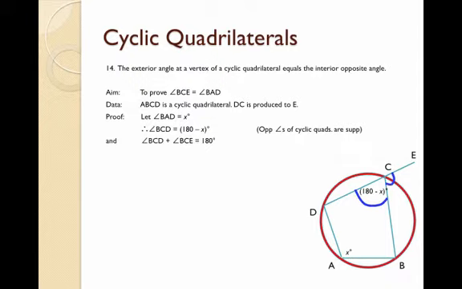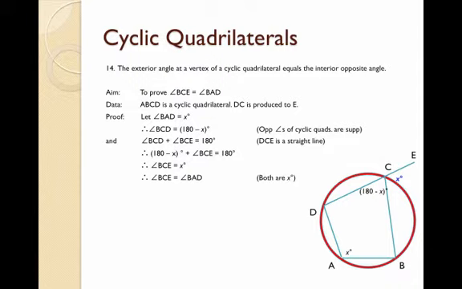We also know that angle BCD and angle BCE will equal 180 degrees because DCE is a straight line. Therefore, 180 minus x plus the angle BCE equals 180 degrees. Therefore, angle BCE equals x. And therefore, angle BCE equals angle BAD because both are x.